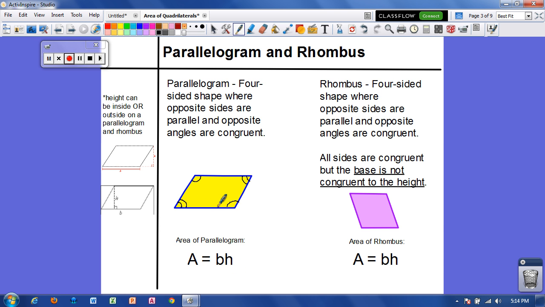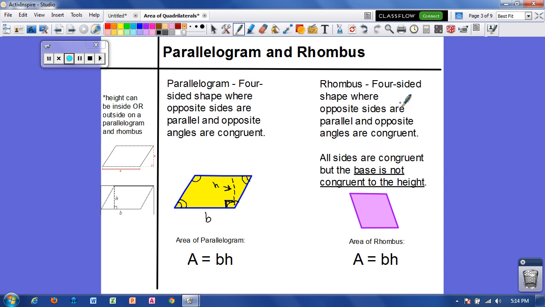So on a parallelogram, we know that this bottom here would be the base. The only thing that's a little bit different is the height. It's not going to be this side right here. The height is going to be perpendicular to the base. So the height would have to go this way. Or you could have the height on the outside like you see right here. So the height can be inside or outside of the parallelogram. You just have to keep in mind that the base and the height are perpendicular to one another. That means they form a right angle where they intersect.